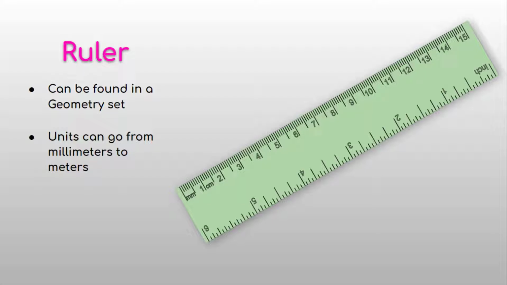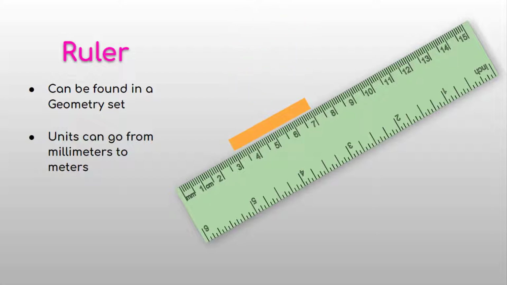Here are 2 things to remember whenever we use a ruler. 1. We are counting the spaces between the ticks and not the ticks themselves. And 2, we can count from any part of the ruler. We don't always have to start at 0.